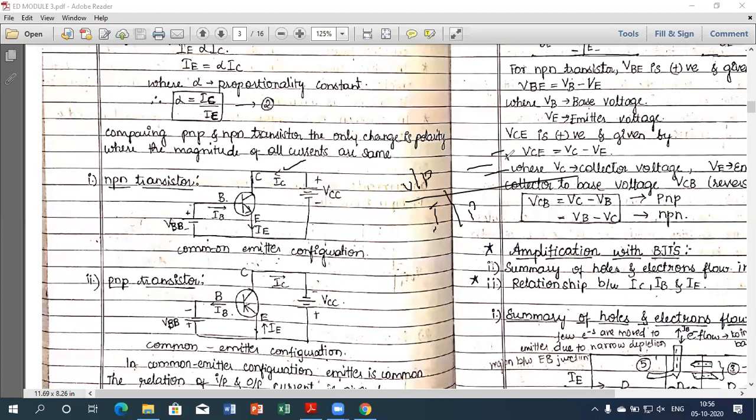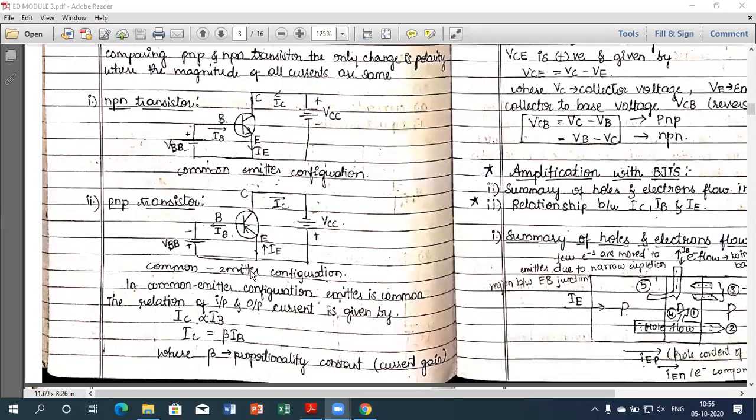So I will write here it is IC. And what is the input here? The input here is IB. So I will write here IB. From this we can say that the current gain of such a configuration is nothing but IC by IB. Similarly, for the PNP transistor it is also the same. Only the change is that the polarity will be different. So the same expression is written here.